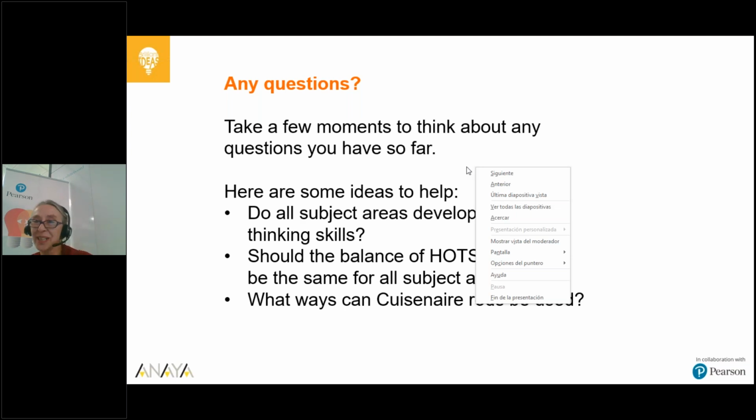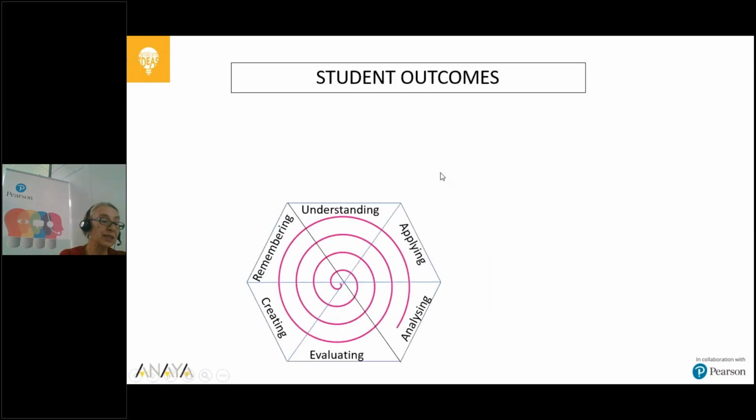Okay, I don't think we've got any more questions now. So I'm going to go on to the last part of my talk, where I'm going to talk about student outcomes. Now, this is at the end of the learning process, we get onto student outcomes.